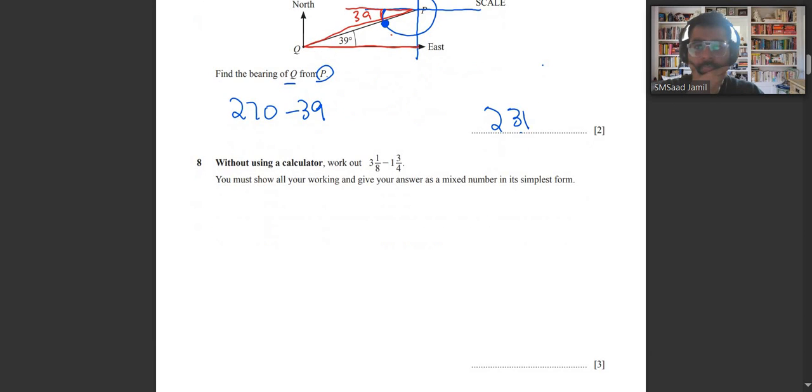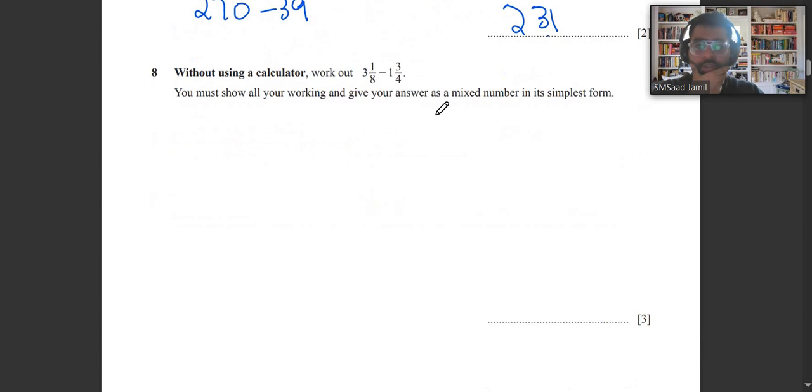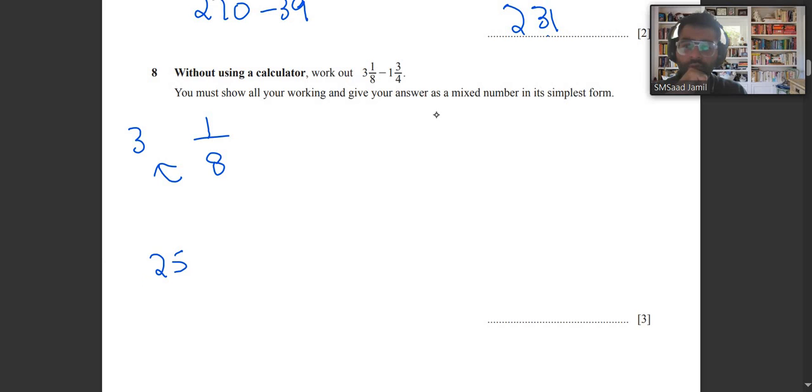Okay. Let me zoom in a bit. Next question says without using a calculator work out the value. Okay. Let's do it. First of all, 3 whole 1 upon 8. 8 3s is 24. 24 plus 1 is 25. So this becomes 25 upon 8. Then we have negative 1 whole 3 upon 4. 4 1s is 4 plus 3 is 7. So negative 7 upon 4.